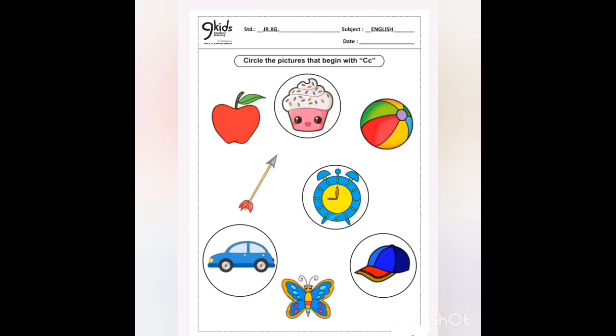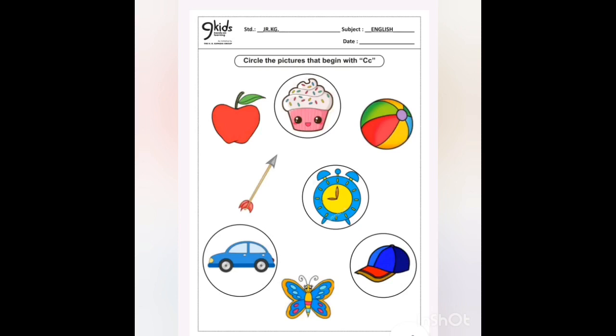Next is the picture of a ball. Does the ball start with the sound K? No. So we have not circled it. Next is the picture of an arrow. Does an arrow start with the sound K? No. So we have not circled it.